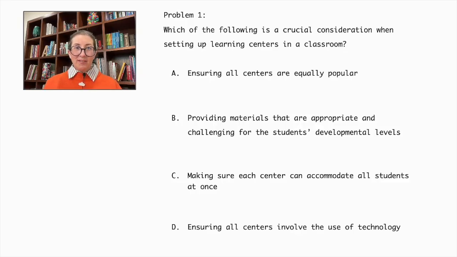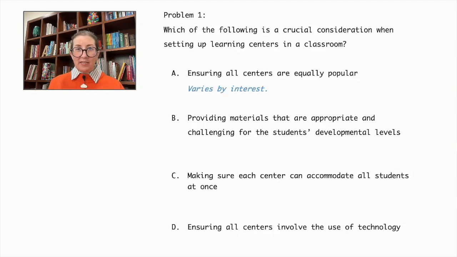Problem number 1. Which of the following is a crucial consideration when setting up learning centers in a classroom? Ensuring all centers are equally popular, providing materials that are appropriate and challenging for the students' developmental levels, making sure each center can accommodate all students at once, or ensuring all centers involve the use of technology.